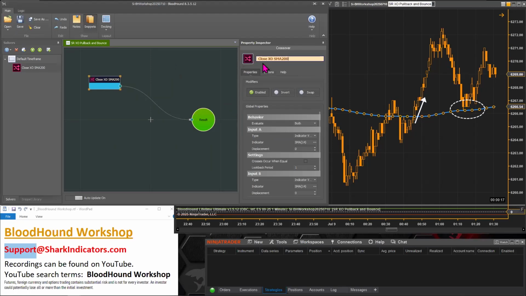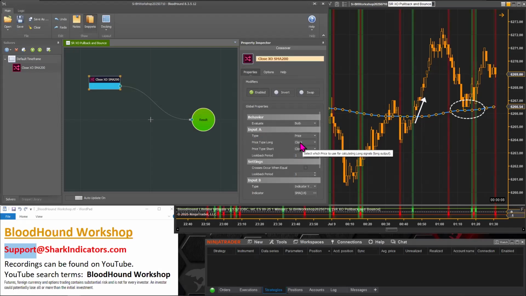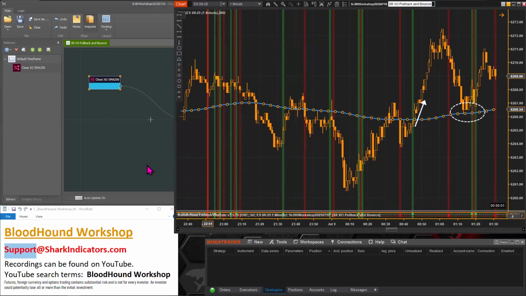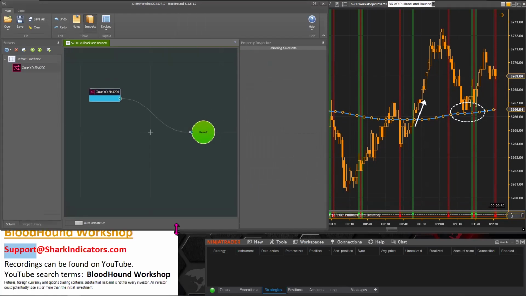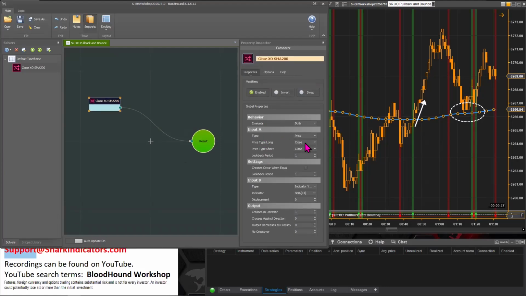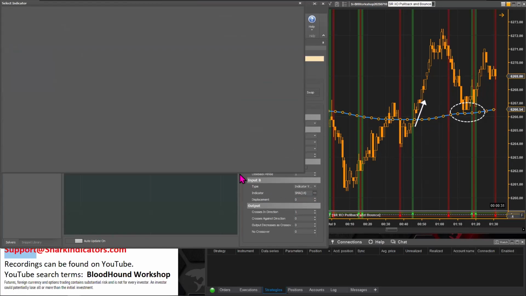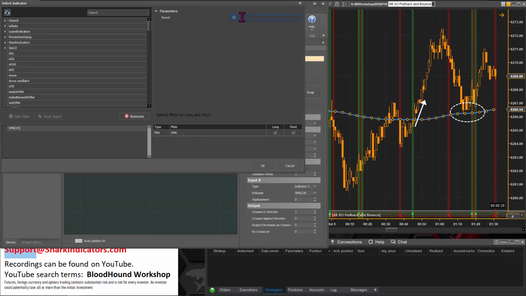Input A is going to be the closing price, so we switch input A over to price, and we can see the closing price of the bar is already selected by default. Let me stretch this down a little bit. So input A is the closing price. Now input B will be our SMA 200, or whatever your support resistance level is going to be. I'm going to open up the indicator and just put in a 200 period.